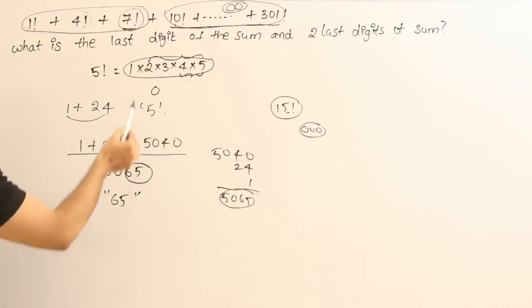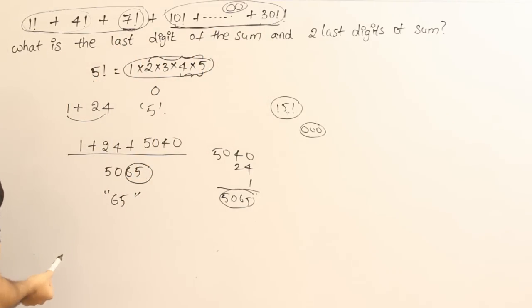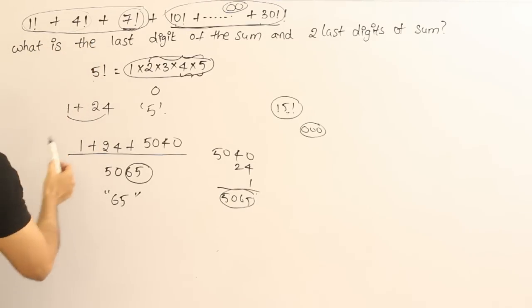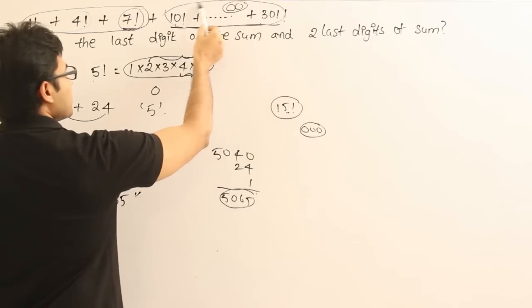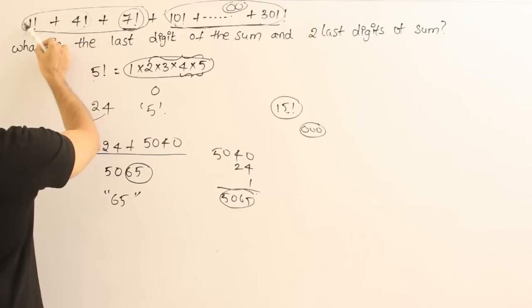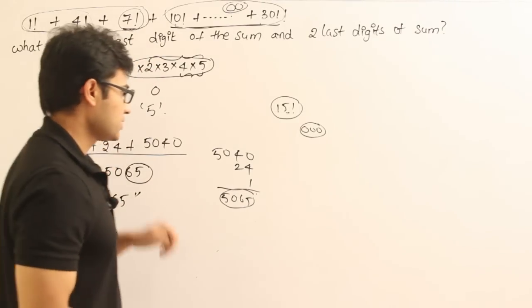See, the simple logic is, all of these are going to have the least significant digit as 0. Therefore the last digit can be obtained from these two terms only, and all of these are going to have the last two digits as 00. Therefore the last two digits will be affected by only these three. Got it? So that is how we computed. So one is 5 and the other is 65.